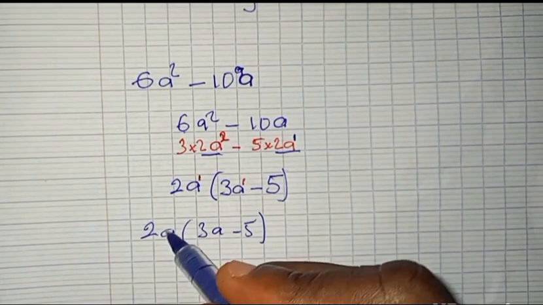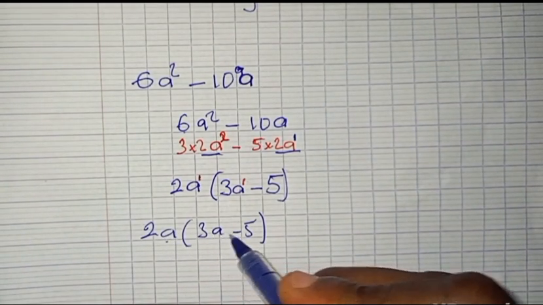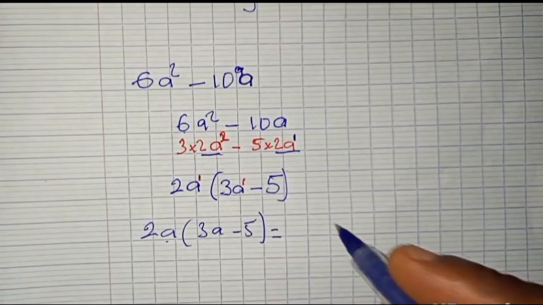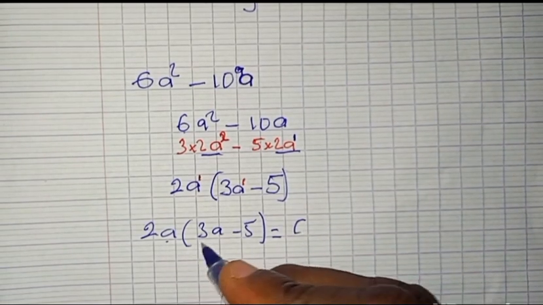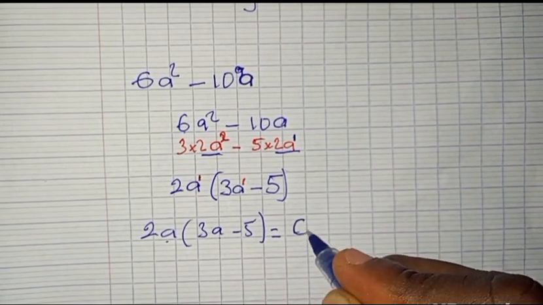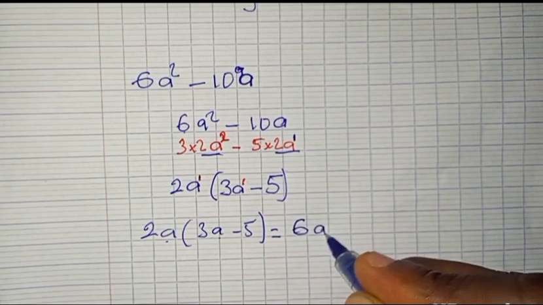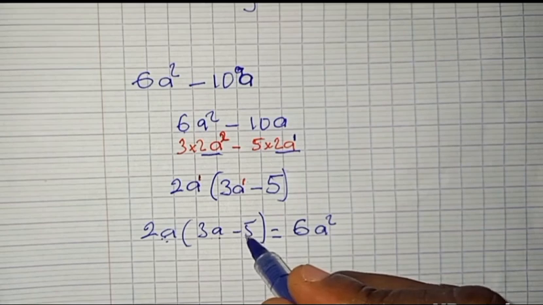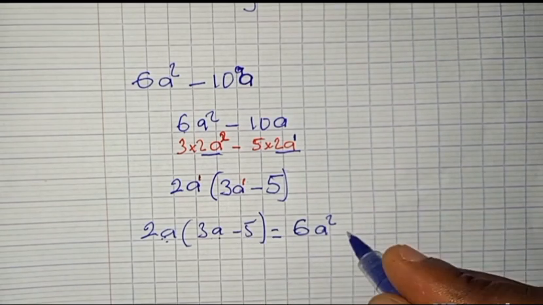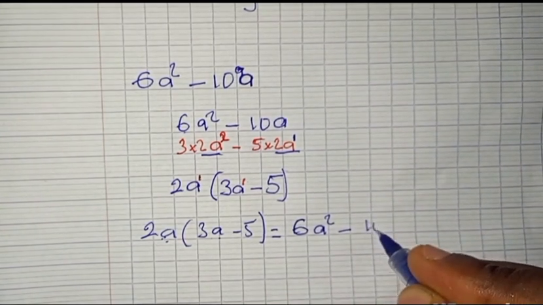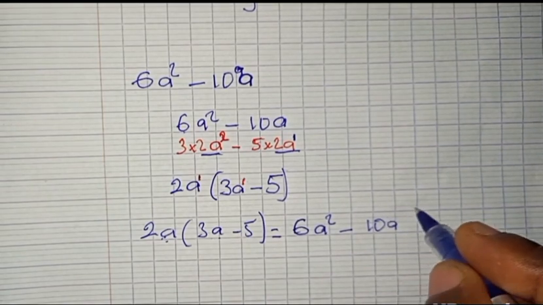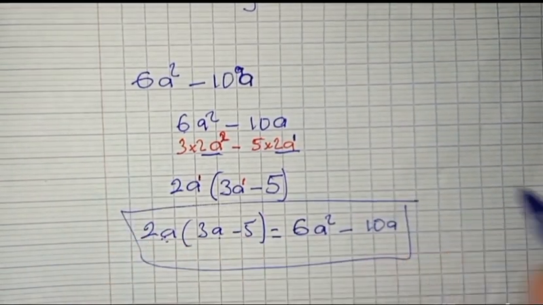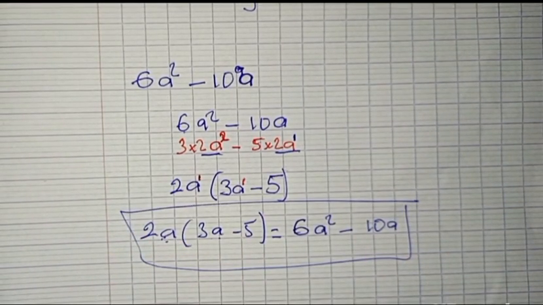When you are expanding it, you take 2a times 3a, it gives us 6a squared. And then I come back, I take 2a multiplied by 5, it gives me 10a. So this is the factorized form of our expression.